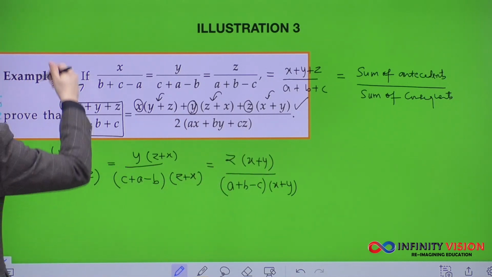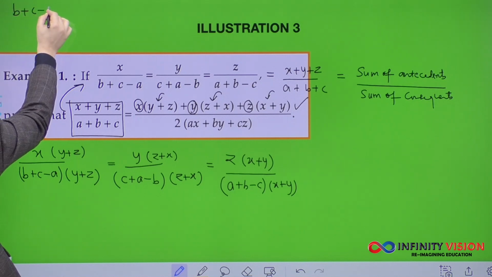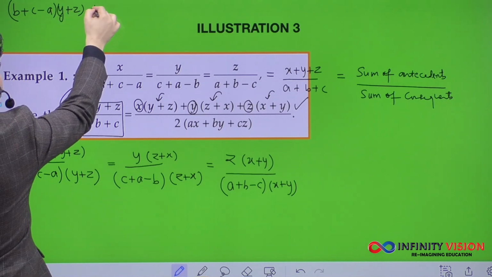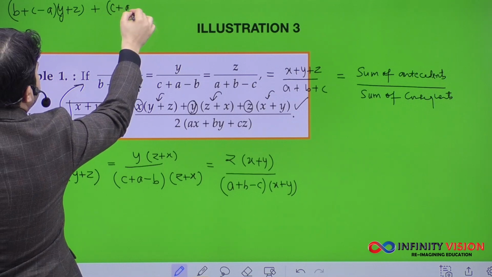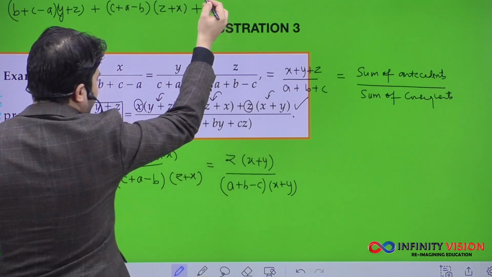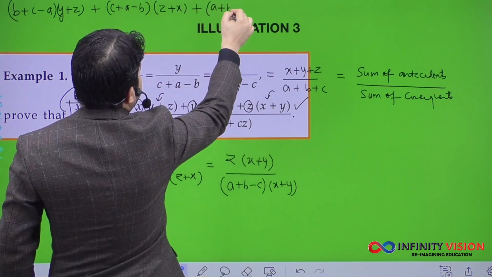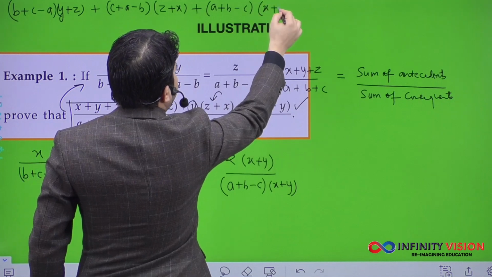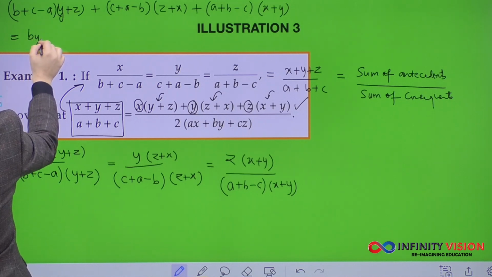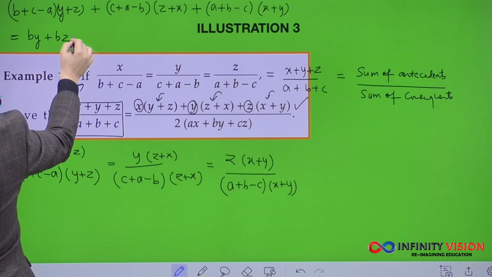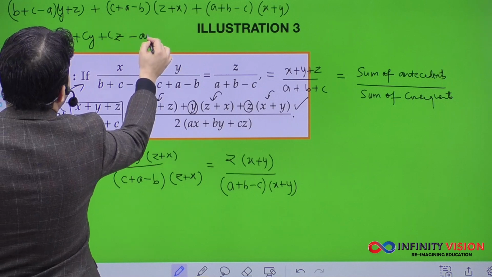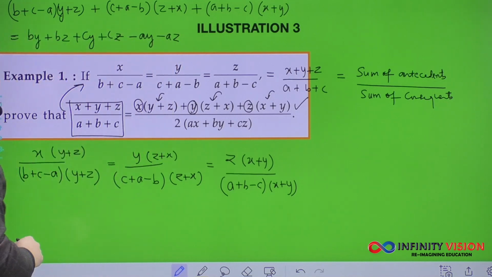So let's see. (b plus c minus a) into (y plus z) plus (c plus a minus b) into (z plus x) plus (a plus b minus c) into (x plus y). So just notice that you have by, then you have bz, then you have cy, then you have cz, and then you have minus ay minus az. This is the first expansion.